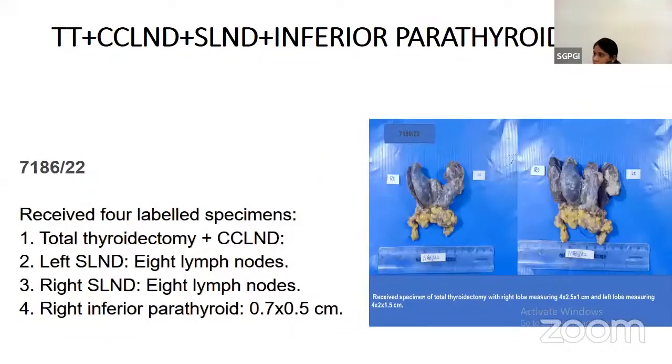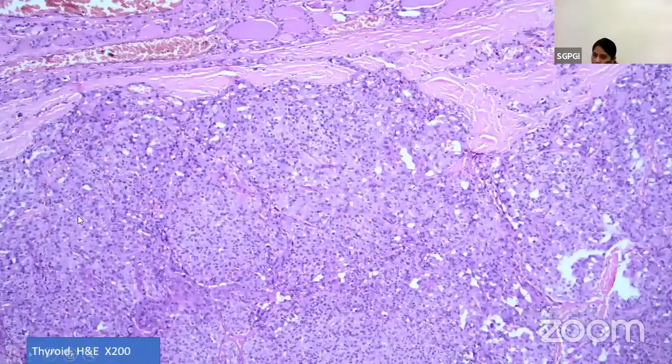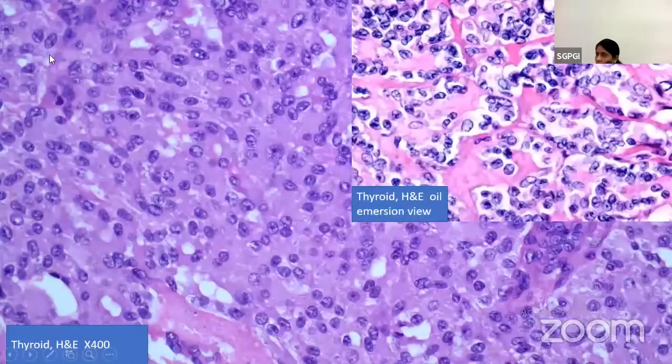After that, the patient received the total thyroidectomy, CCLND, SLND, and inferior parathyroid. This is a section from the thyroid nodule. This is a normal part of the thyroid, and this is the tumor. Here we can appreciate this infiltrating tumor. The tumor cells are arranged in nests. This is a high power view. Here you can appreciate the tumor cell morphology.